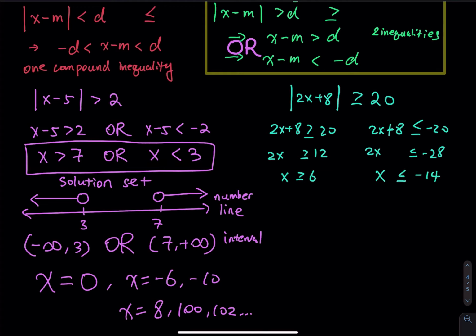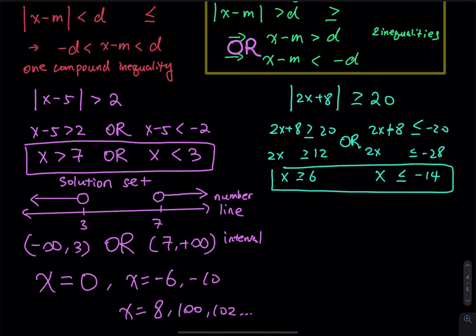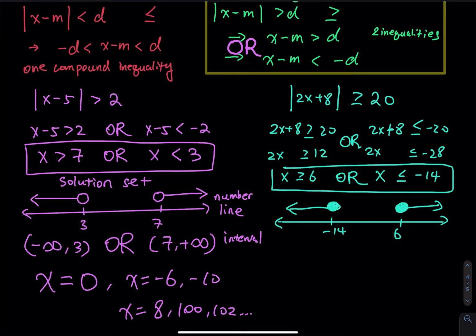So this is your solution set, and the conjunction is or. All right, and then we do our number line. We have small number on the left, big number on the right, greater than or equal to 6, less than or equal to negative 14. That's it. And then interval from negative infinity to negative 14, and then 6 to positive infinity.